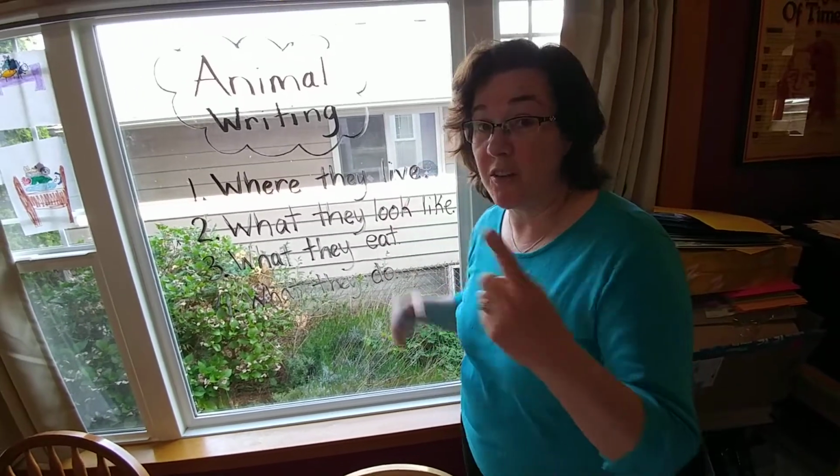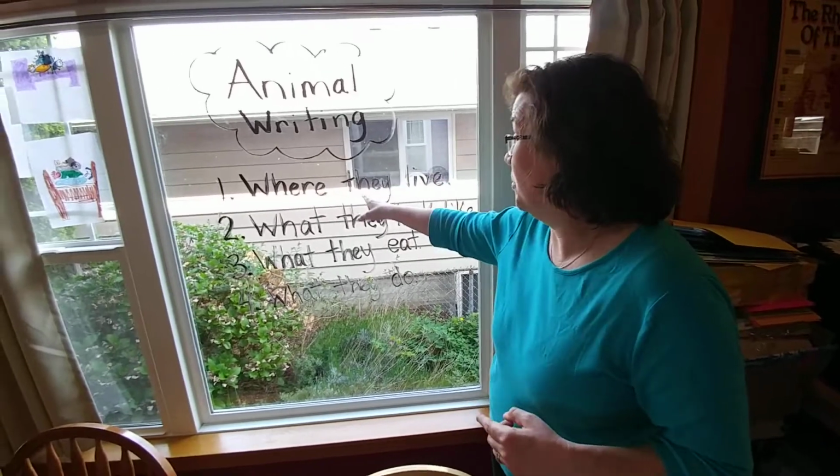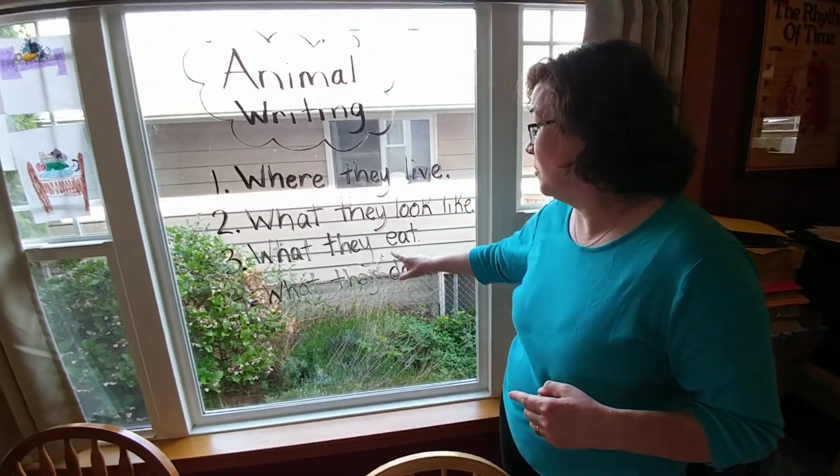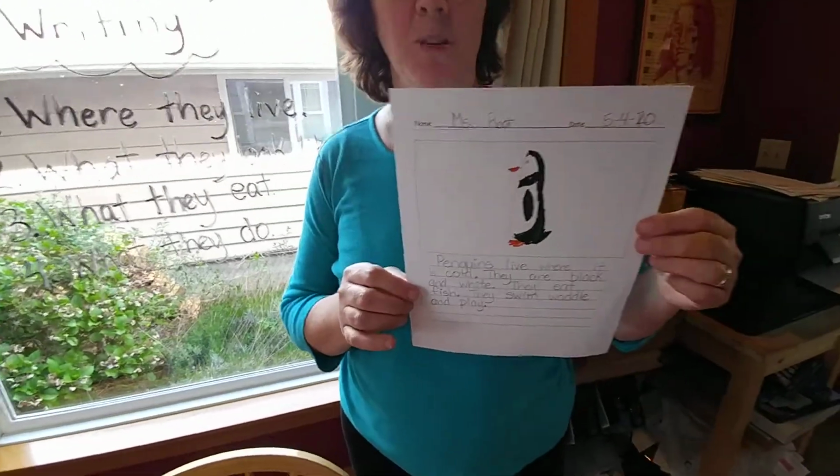So go ahead, pick your animal, get your information about the animal, and in your writing include where do they live, what do they look like, what they eat, and what they do. And take a picture and send it in to Miss Mulder. All right?